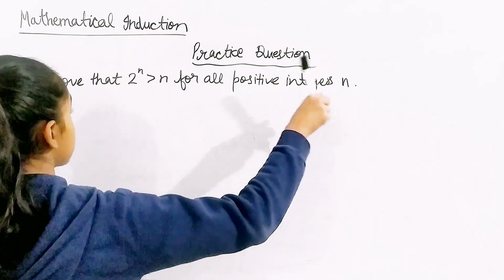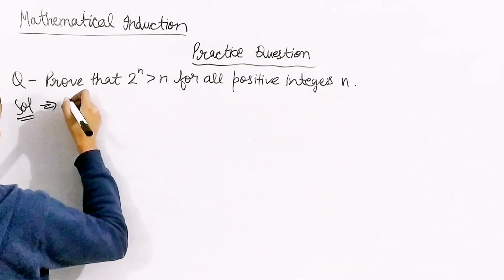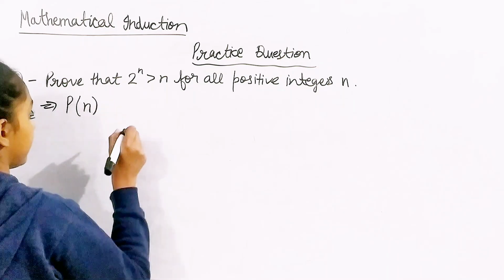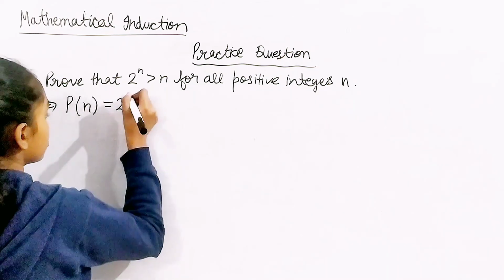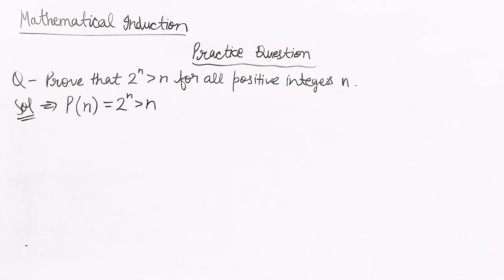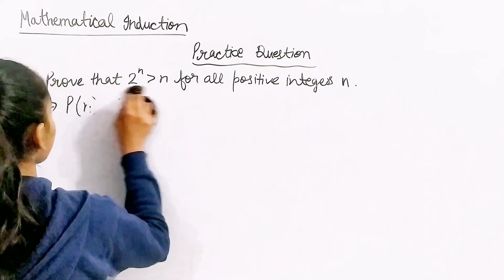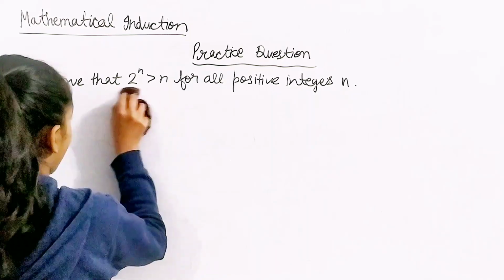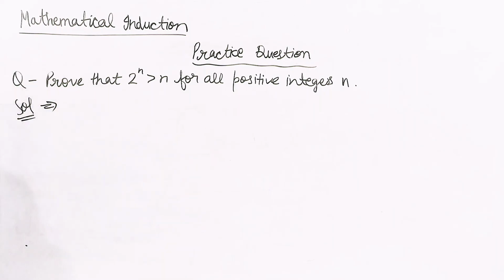But first I'll say P of n, as we're proving it. P of n is 2 to the power n is greater than n. Just have a look. So this is going to be our base step first. What I'll say is we're just assuming it. So let's take it in an easy way so that we'll not be confused. I'm going to say this: let P of n be 2 to the power n greater than n. So that's what we're saying.